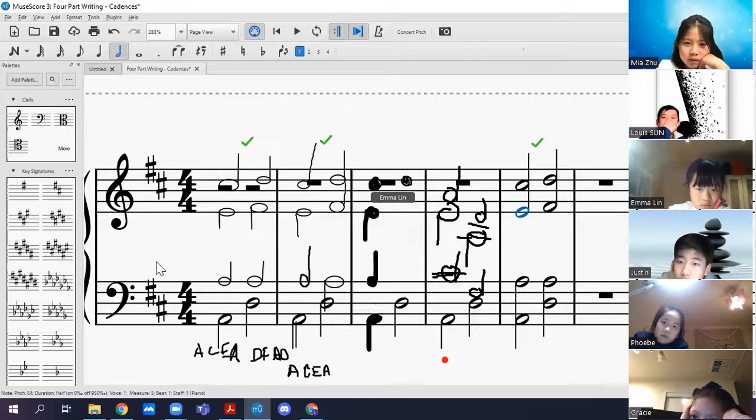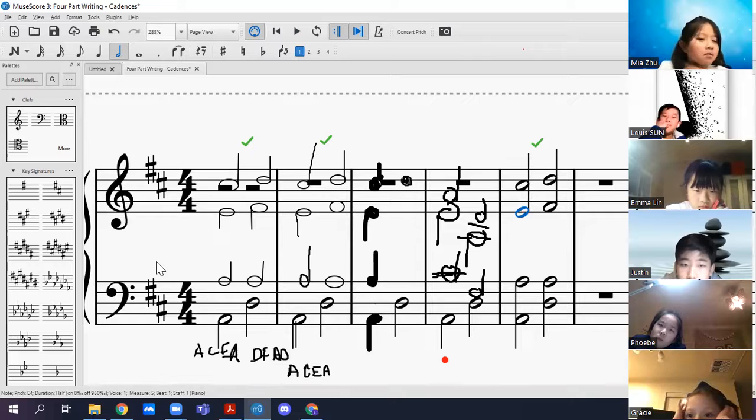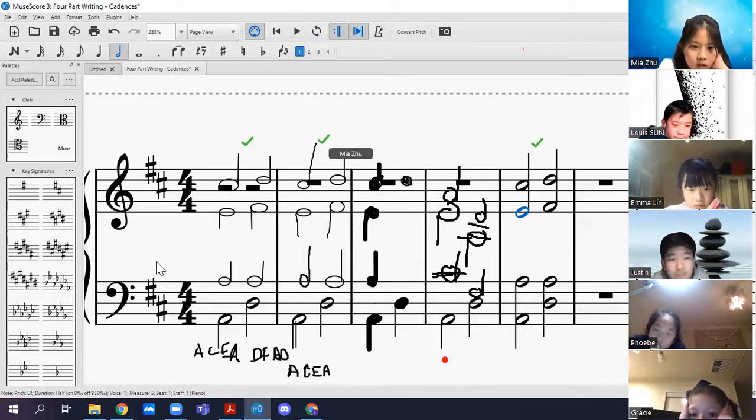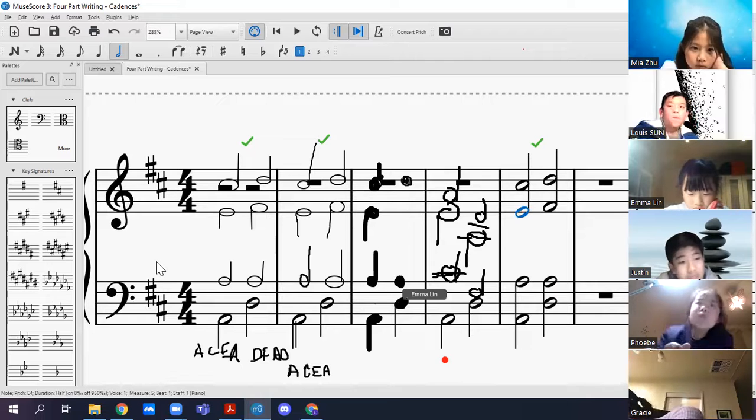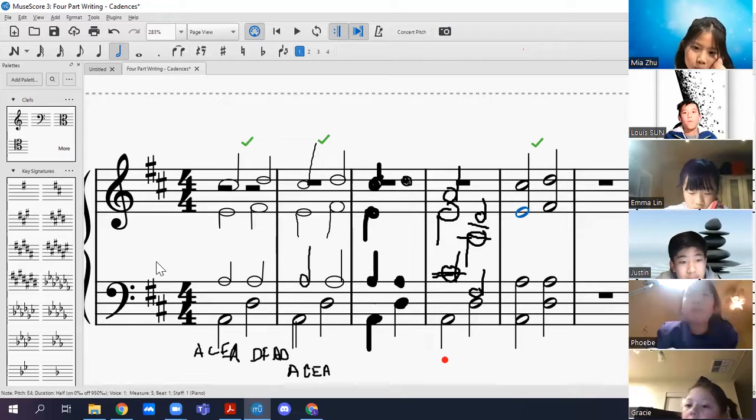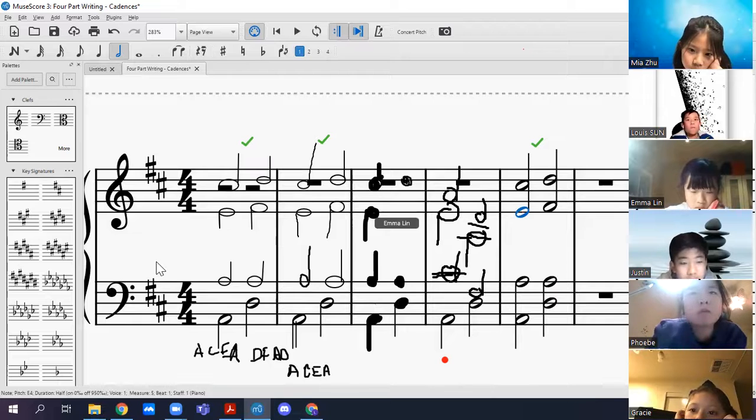I'm ticking everyone's that is good. By the way, except Justin has to put his stems the right way. I know. I'm just putting it in, so I don't have to put it in, I guess. No. Yeah.